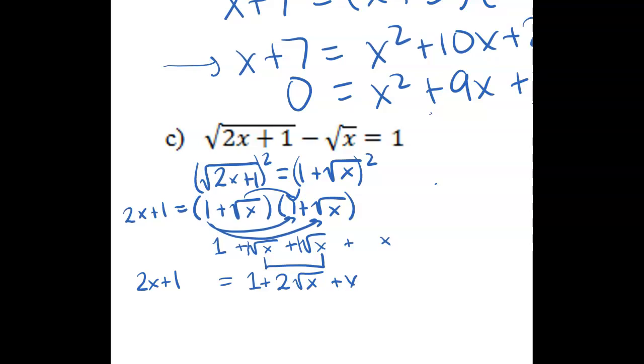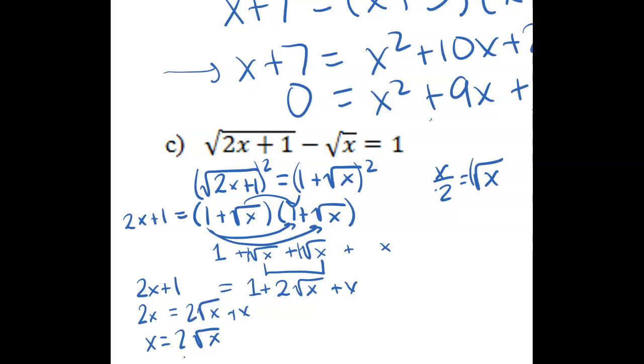Alright, so now I've only got 1 square root to deal with, but I still need to get that by itself. Alright, so let's go. Subtract that 1 over, I should now get 2x is equal to 2 square root of x plus x. Subtract that x over, I should just get x is equal to 2 square root of x. And then divide by that 2, I should get x over 2 is equal to the square root of x. Alright, so squaring both sides to get rid of that square root.